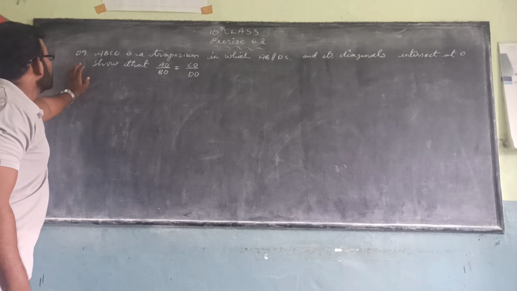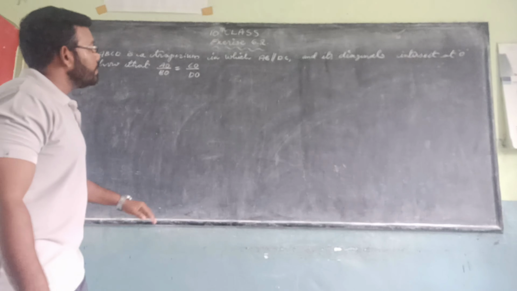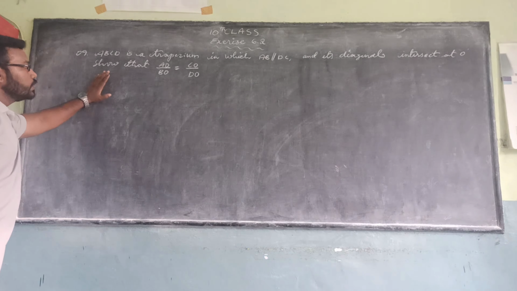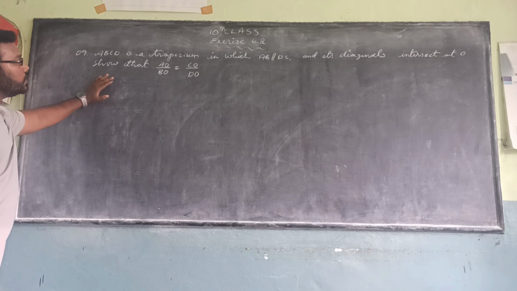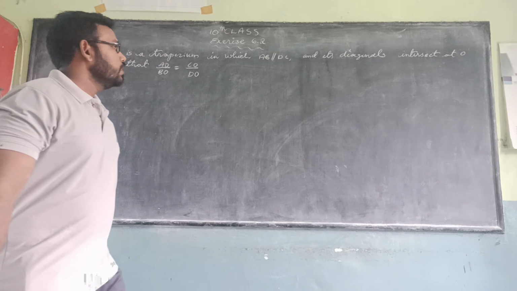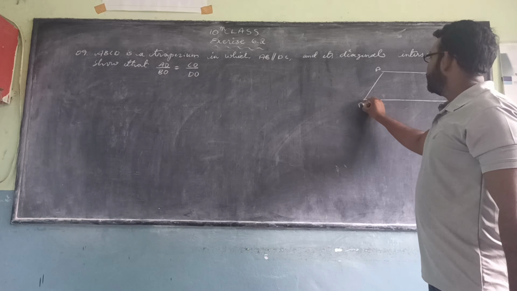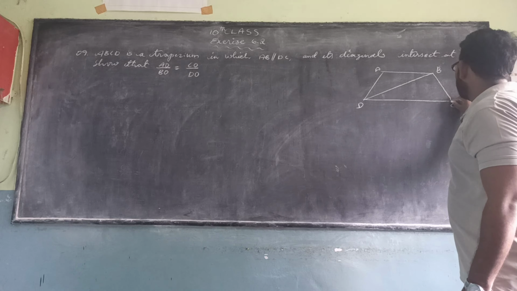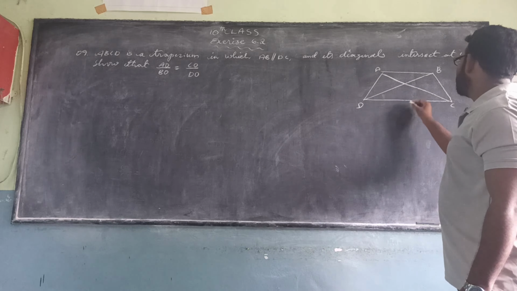Here the ninth question is: ABCD is a trapezium in which AB is parallel to DC and its diagonals intersect at O. Show that AO by BO is equal to CO by DO. So here from the question we can draw a diagram. ABCD is a trapezium, and the diagonals intersect at O, and also AB is parallel to DC.